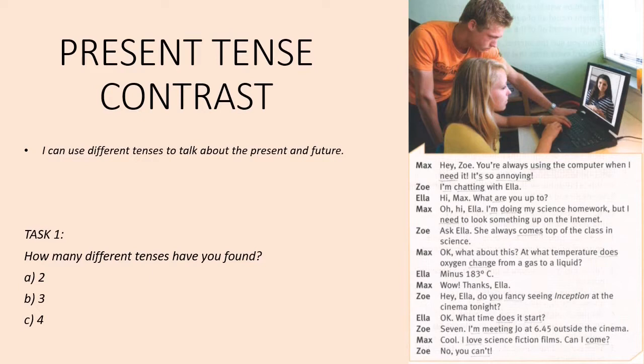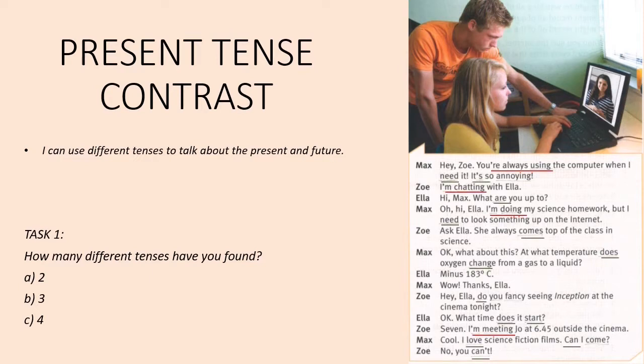So just as a warm-up exercise, you can see a very short dialogue between Max, Zoe, and Ella in the right picture. And your task is simply to find all the different tenses which are used in this dialogue, and choose between A, B, or C. Pause the video right now and try to do this on your own, and then we'll check whether you've done the exercise correctly together.